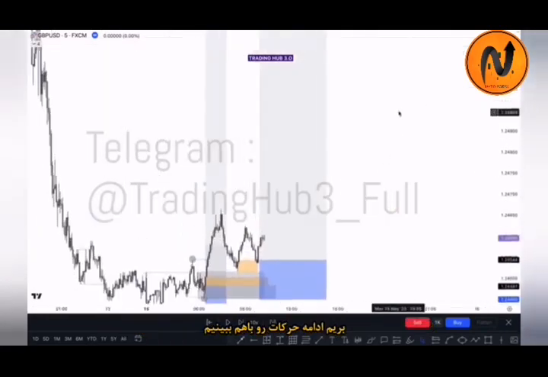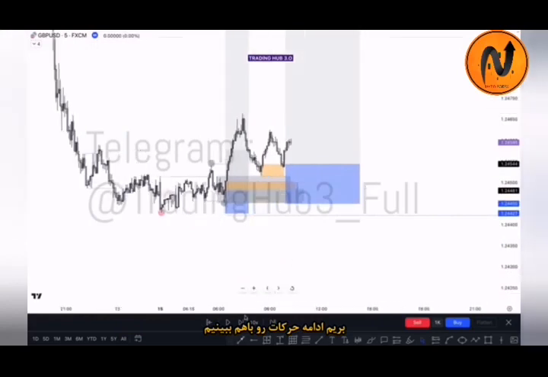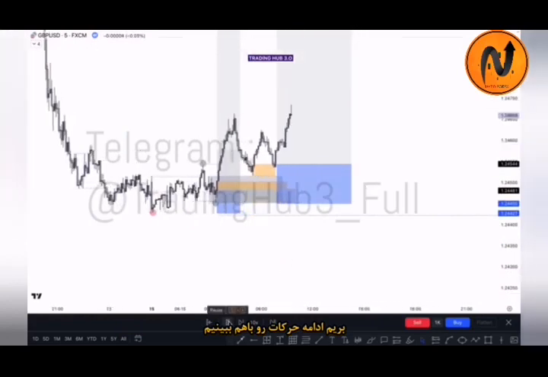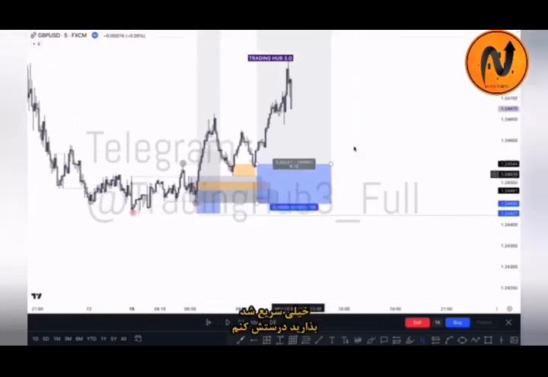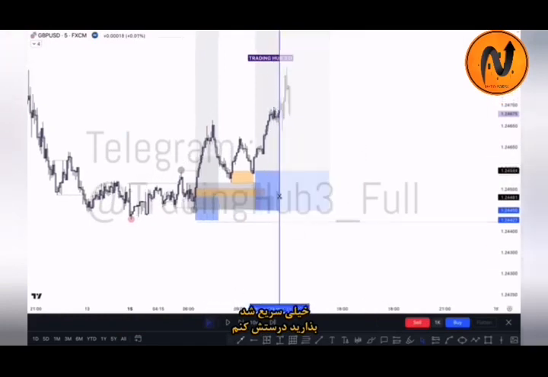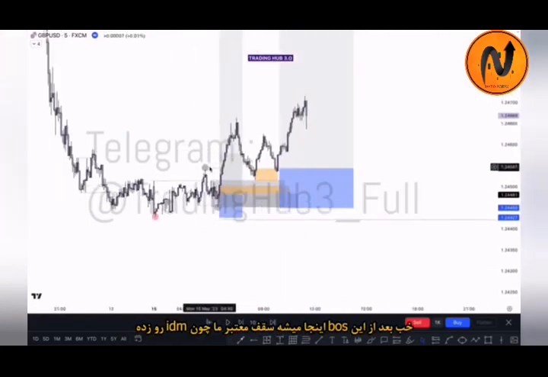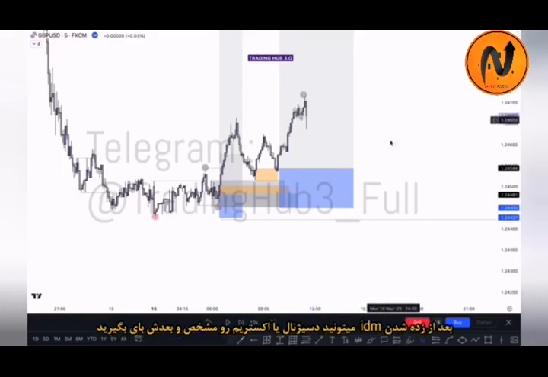Now let's see what happened next after this one, and then we can understand what's going on here. Okay, so very fast, let me show you exactly here. In this case, what happened here? This break of structure is confirmed here, and our higher high is confirmed here at this point. Why? Because the market has taken out this inducement. So when the market has taken out the inducement, we can buy here, right?